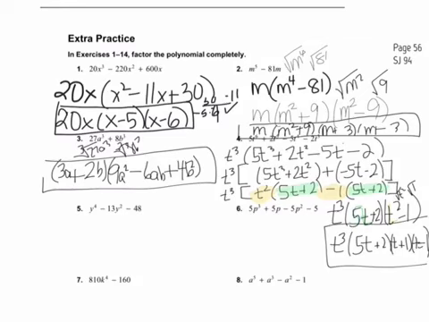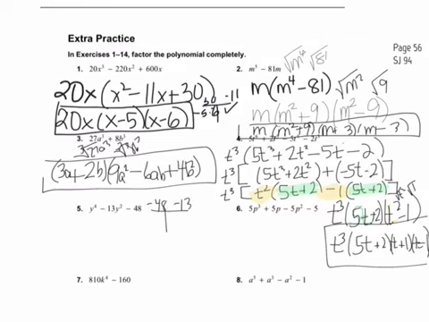Okay, moving on to number 5. Finally, we're on one that doesn't look quite so complicated. First thing I would ask myself about number 5, is it in the correct form? The answer would be yes. This exponent is half of this exponent. So I can go ahead and try to find factors of a times c, 1 times negative 48. That will give me a sum of negative 13.